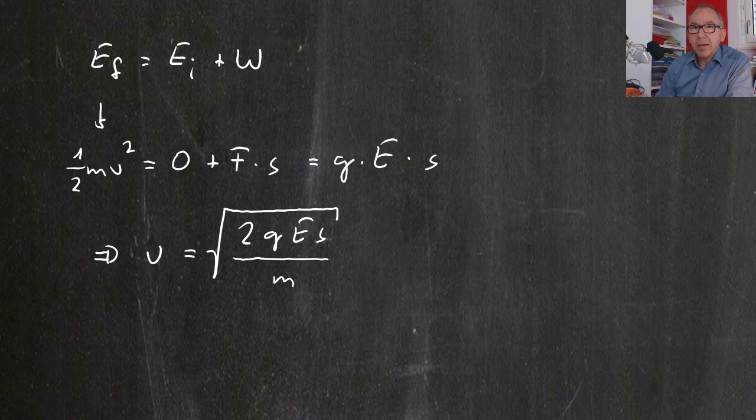We can give some numbers. The electric field could be 20,000 Newton per Coulomb for the distance 5 centimeters. The mass of the electron is always the same, and the charge of the electron is always the same as well. It is this elementary charge, so we can put in the numbers.